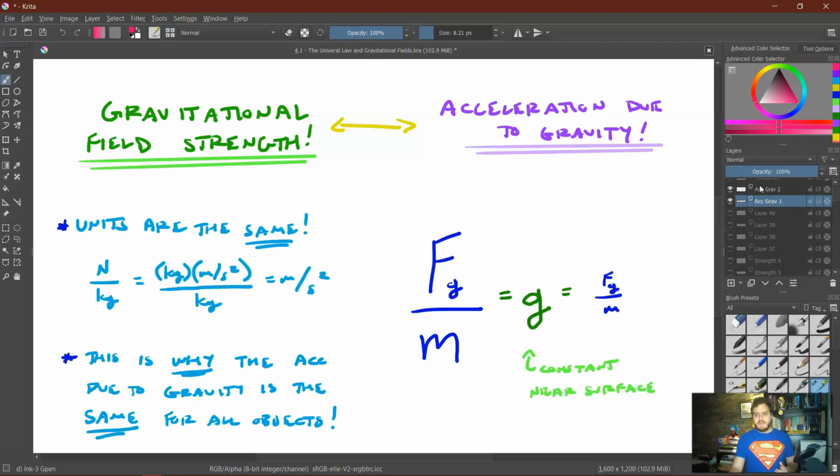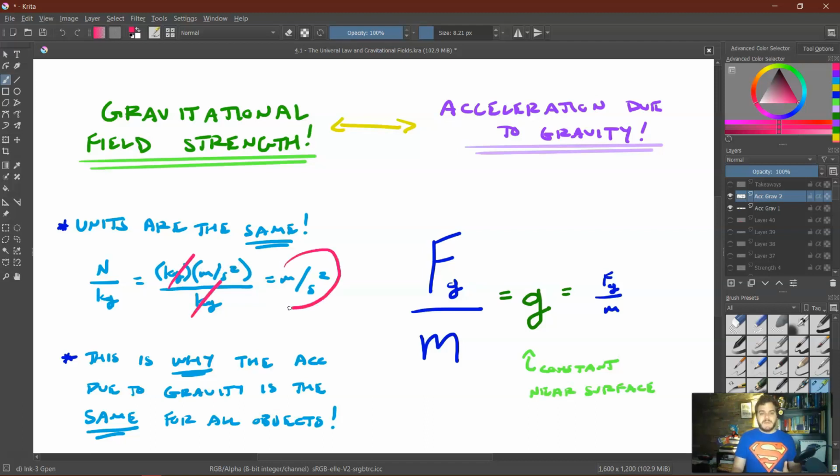Now, a couple things to note here. First off, that may sound weird because the units are different. The units of gravitational field strength were newtons per kilogram, but a newton, remember, is just a mass times an acceleration. A force is a mass times acceleration. So it would be kilograms times meters per second squared over kilograms. They cancel the kilograms. Look at that. Meters per second squared. Those units are, in fact, identical.